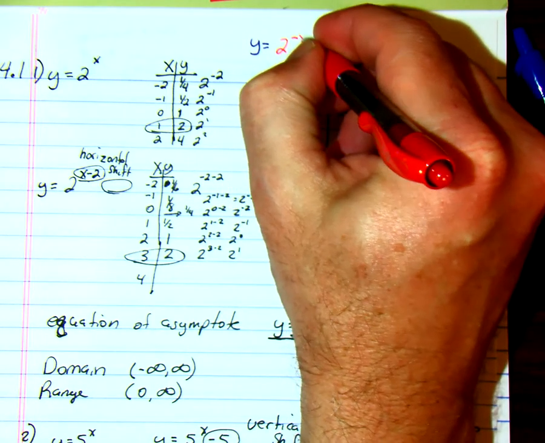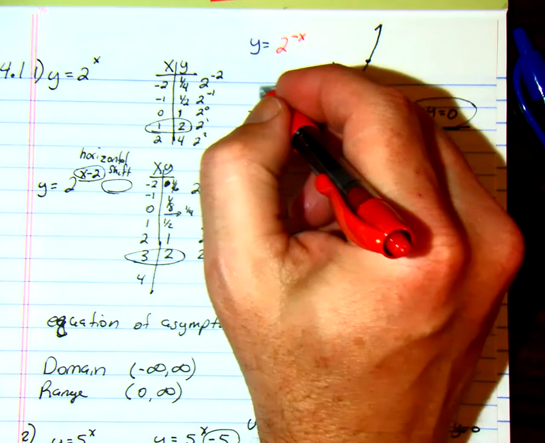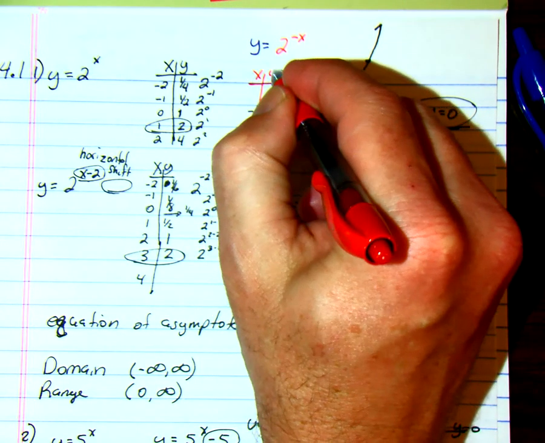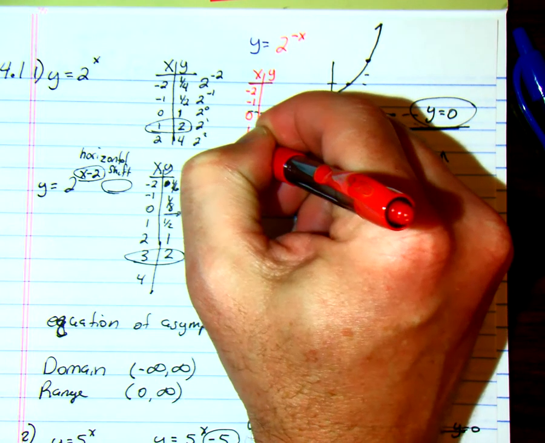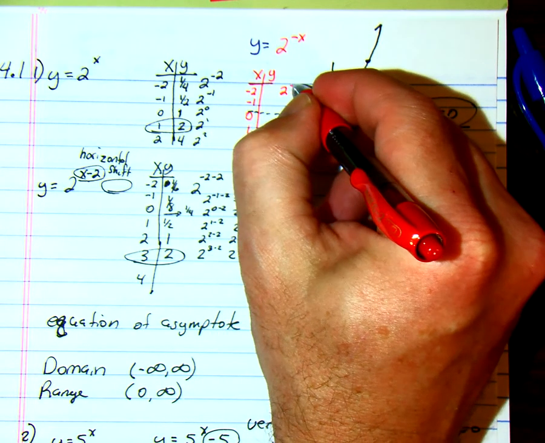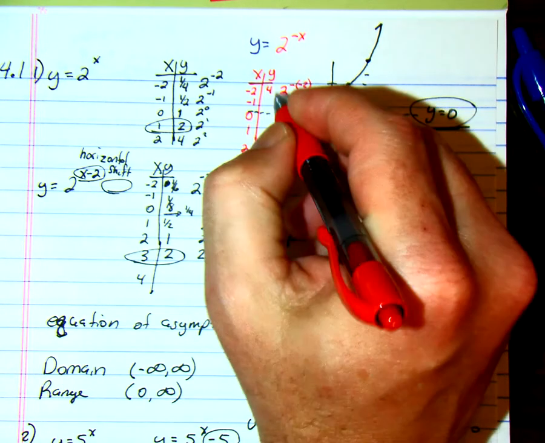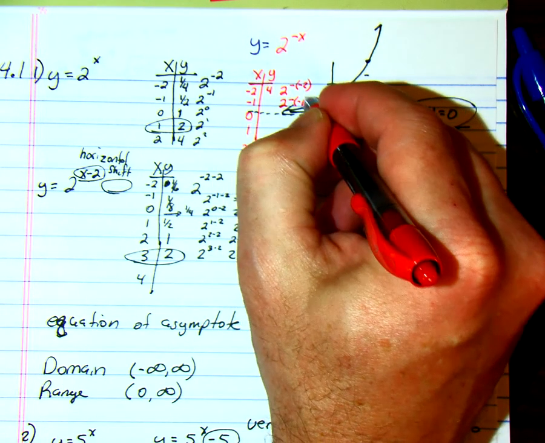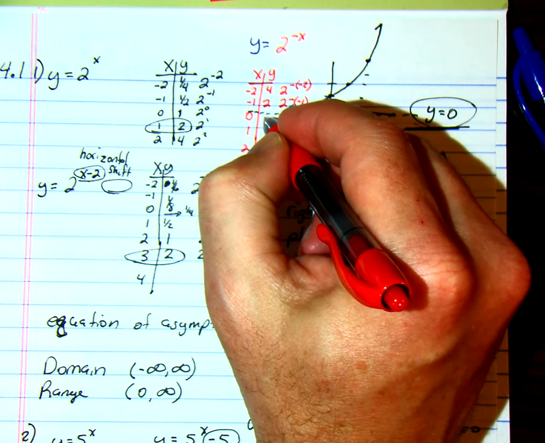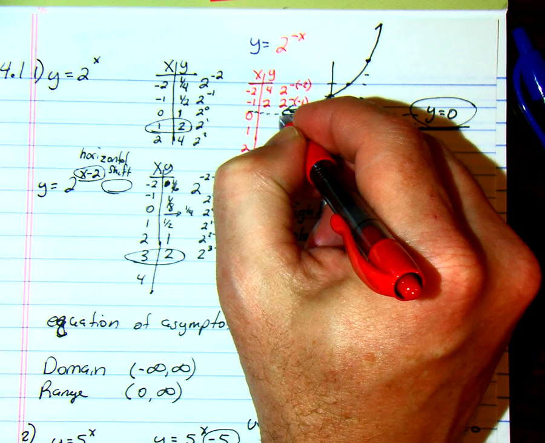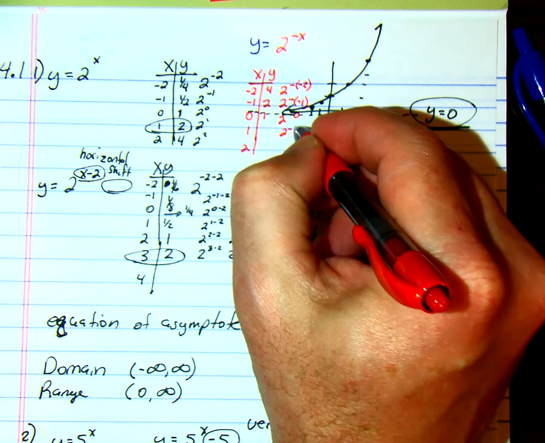Y equals 2 to the negative x. Now that I have absolutely no space to write anything, we're going to squeeze it in right here. We're going to use the same exact values, negative 2, negative 1, 0, 1, and 2. So we're talking about 2 to the negative negative 2, which is actually 2 squared, which is 4. This is 2 to the negative negative 1, which is 2 to the first, which is just 2. Now we can see my numbers are getting smaller. 2 to the negative 0 power is going to be 1. This is going to be 2 to the negative first, so that's 1/2.